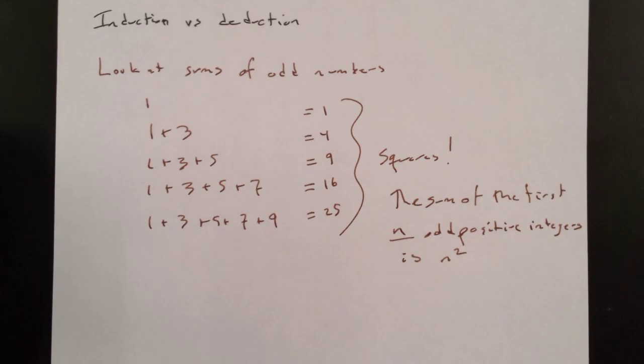By the way, you should check. Does this work for the next one? If I add up the first 6 odd numbers, do I get 6 squared? As a matter of fact, I could do as many examples as you want. You add up the first 13 odd numbers, you're going to get 169, and that's 13 squared. Wonderful, marvelous. How do I prove this?